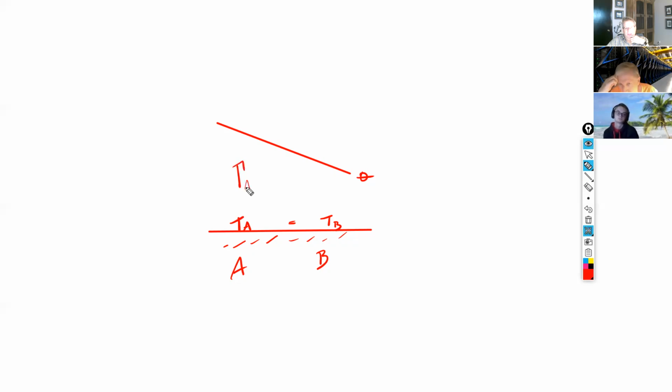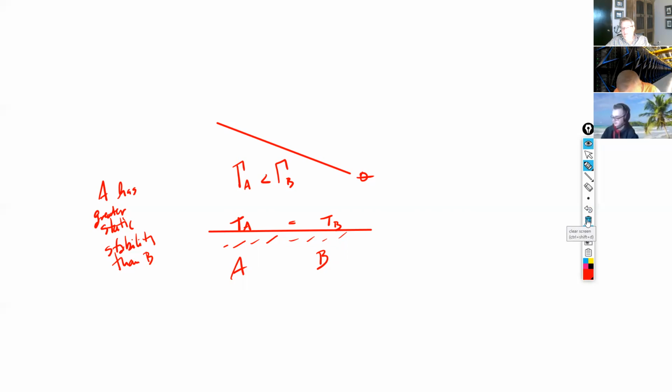So the lower the lapse rate, the more stable. A has greater static stability than the atmosphere at B. So, does that make sense to you? Yeah. Okay, so now we try this.